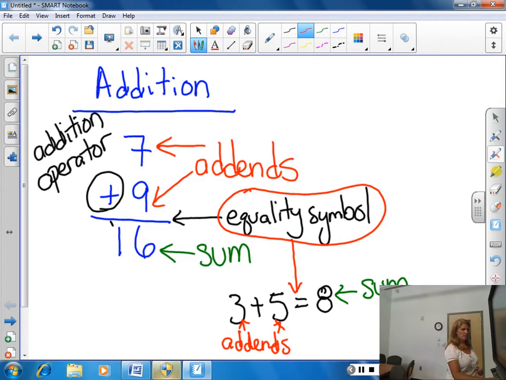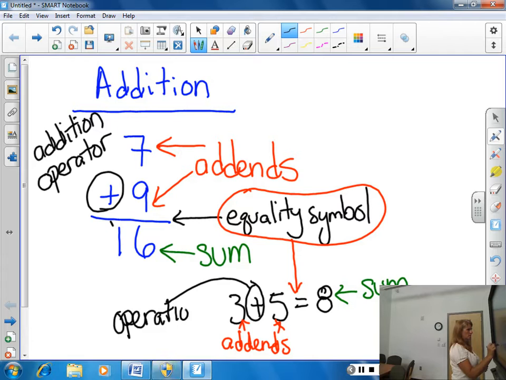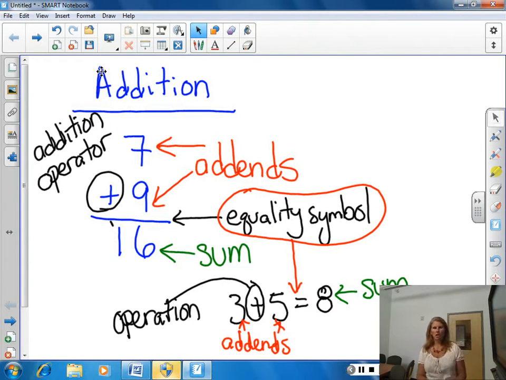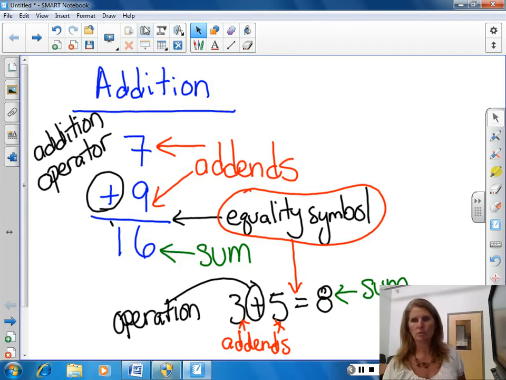And finally, we have the equality symbol. I mean, we had that already. We have the operation, which is addition. So you can call it an operator, or you can call it operation, but that's the symbol that tells you what actual problem to work. So those are all vocabulary that you should have. Add-ins, sum, the operator, the equal symbol, those are all things that you should know as you work through addition problems.